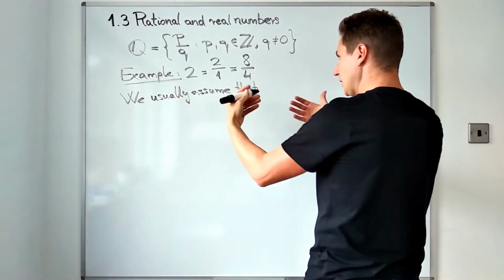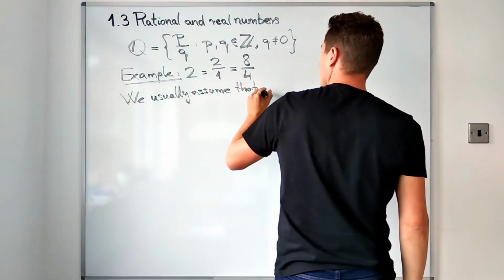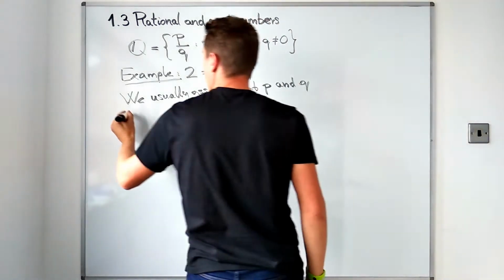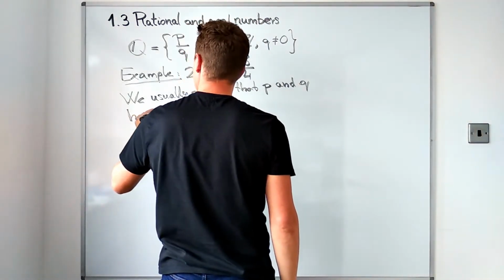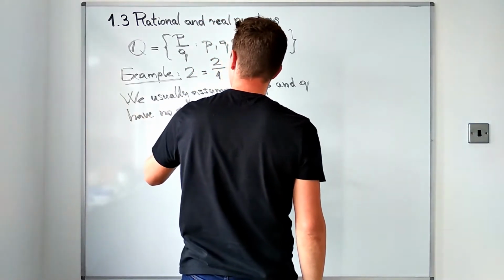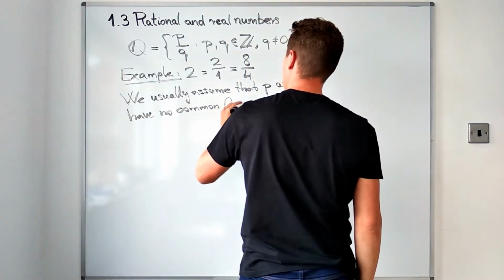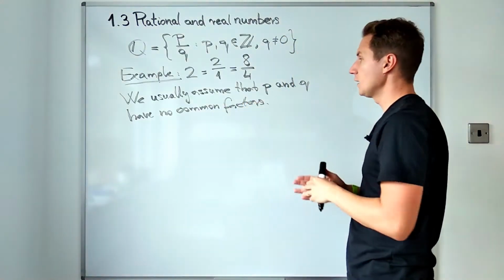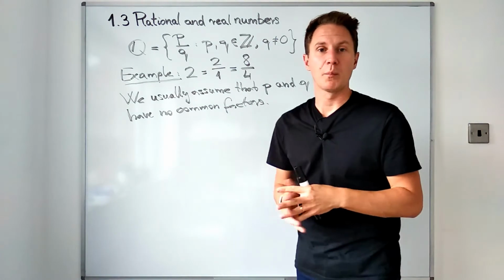So usually we assume that the fraction is already reduced, so p and q have no common factors, no numbers that divide both p and q other than the number 1.